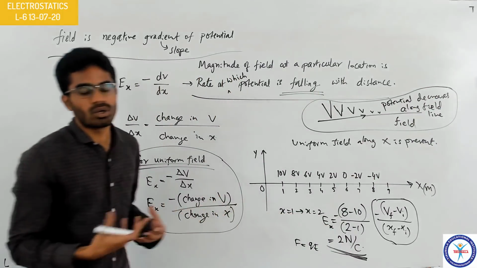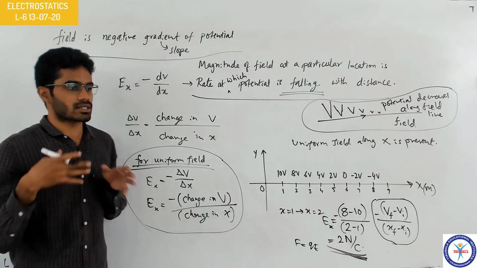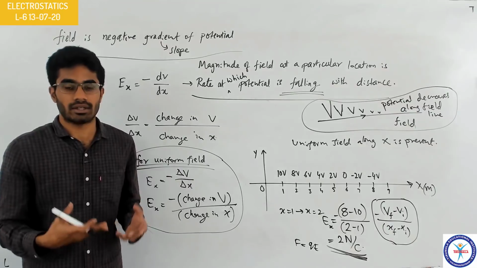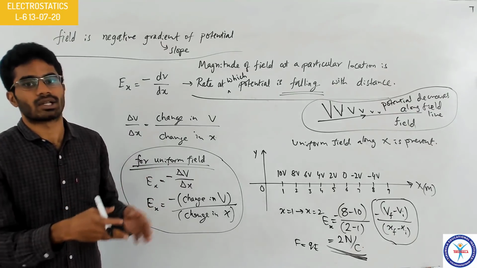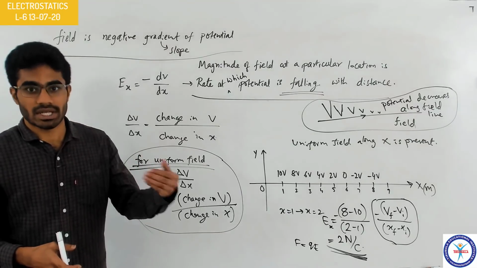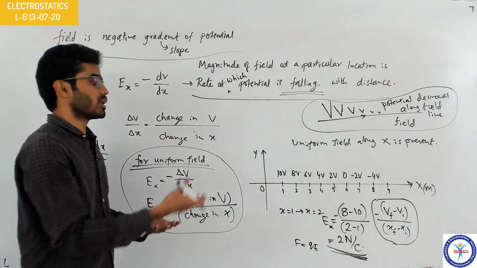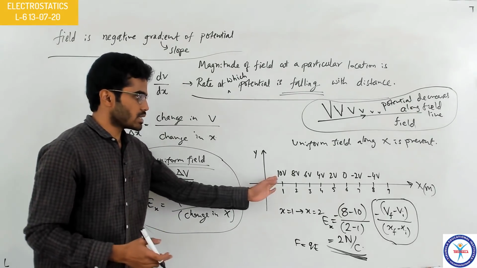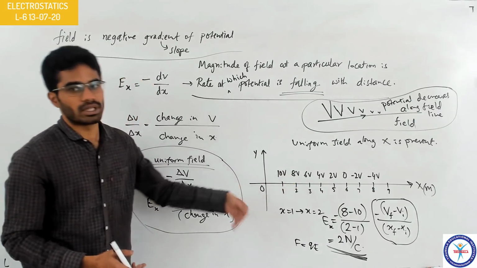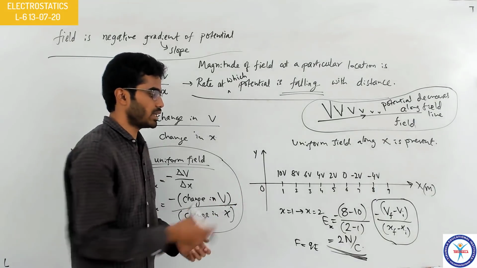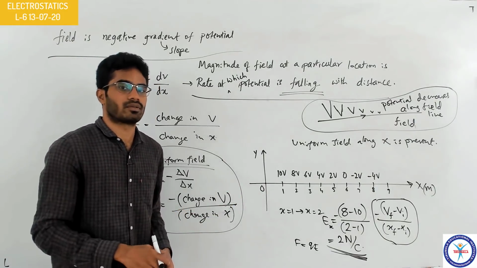So physically, how do you understand the field? If the field is in a particular direction, then you should understand that the potential is decreasing along that direction, right? And the rate at which potential is decreasing is nothing but the magnitude of the field, right? So it is decreasing 2 units per 1 unit change. Now the magnitude of the field itself is 2 units, 2 Newton per coulomb.